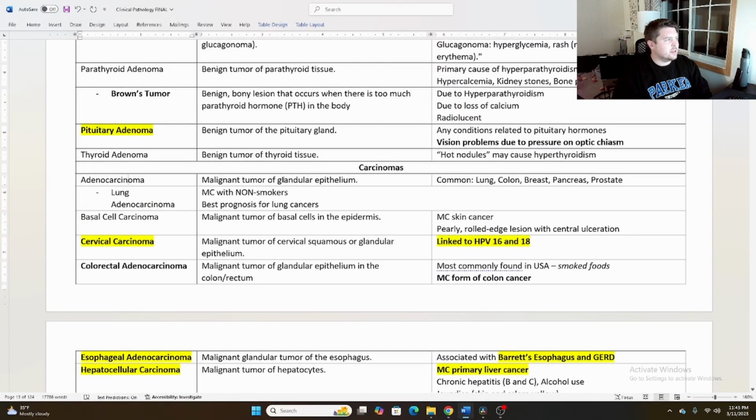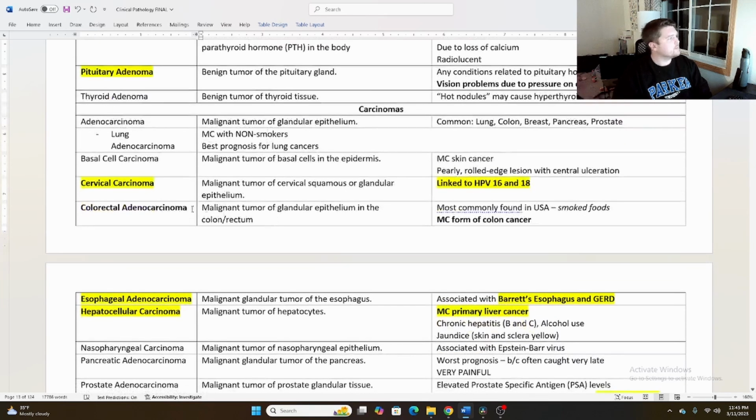Adenocarcinoma, again, this is glandular epithelium, adeno being the glandular. One of the most common ones being in the lung, the lung adenocarcinoma, most commonly from smoking. I'm going to skip a couple of these.